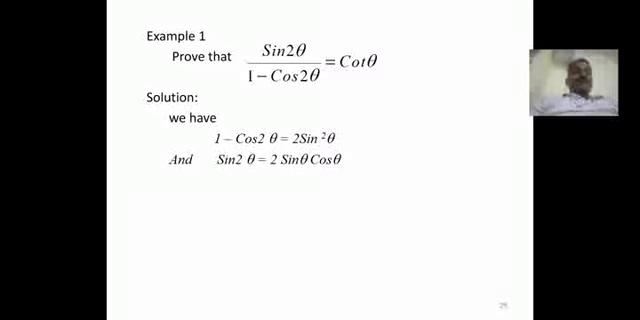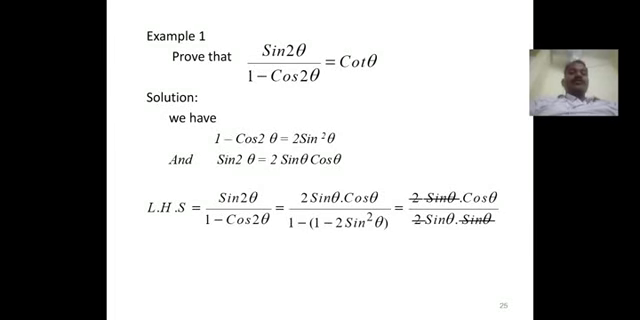So if you replace these two values in the LHS part, sine 2 theta by (1 minus cos 2 theta), that is 2 sine theta cos theta by 2 sine square theta. Here 2 sine theta cos theta by 2 sine square theta: 2 will cancel, one sine theta will cancel, cos theta by sine theta, that is cot theta, that is RHS.